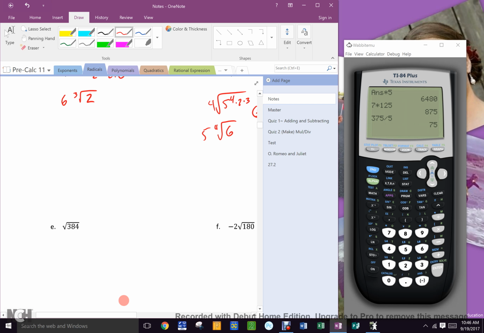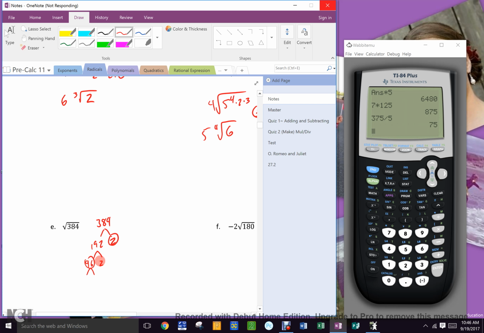No, clean it yourself. 384 is going to be the square root of 384. That is going to be 64 times, no, not 64. I'm going to break 384 down to 192 and 2. And then I'm going to break that down to 96. Then I'm going to break that down to 48.